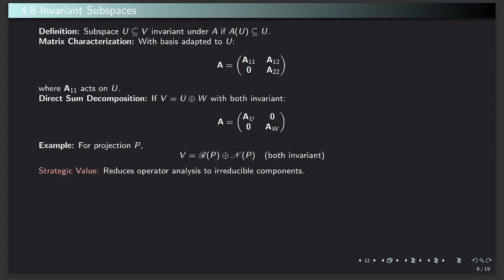The block A11 describes the operator's action on the invariant subspace U, decoupled from the rest of the space in one direction. If the entire space is decomposed into a direct sum of invariant subspaces, the matrix becomes block diagonal, completely separating the system's dynamics into independent lower dimensional components. Finding these invariant subspaces is a strategy to reduce the complexity of a system.